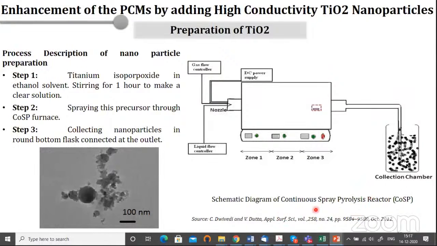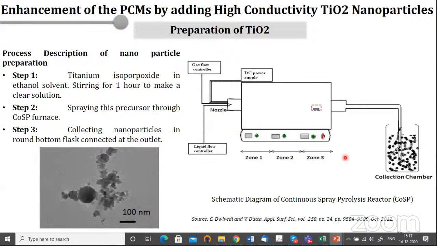So this is a process known as a continuous spray pyrolysis reactor, where we utilize titanium isopropoxide in ethanol solvent. We stir it with a mechanical stirrer for 1 hour to make a clear solution, and then we spray it as the precursor through this continuous spray pyrolysis reactor.